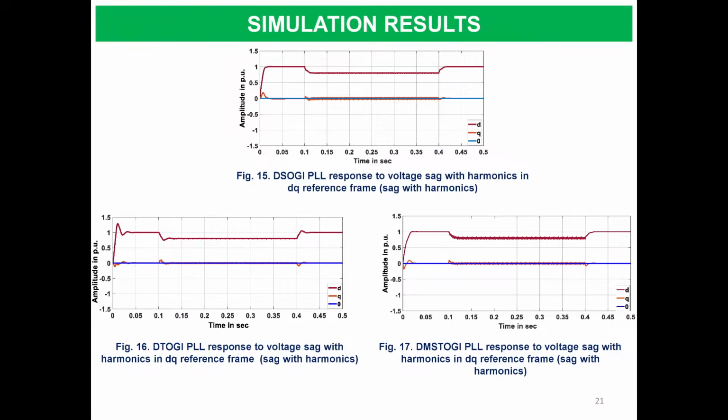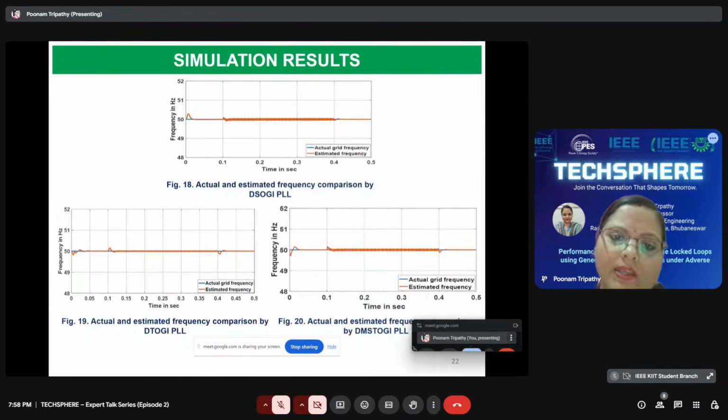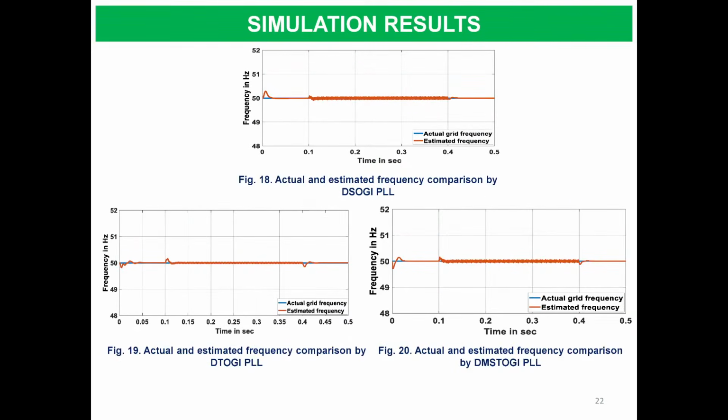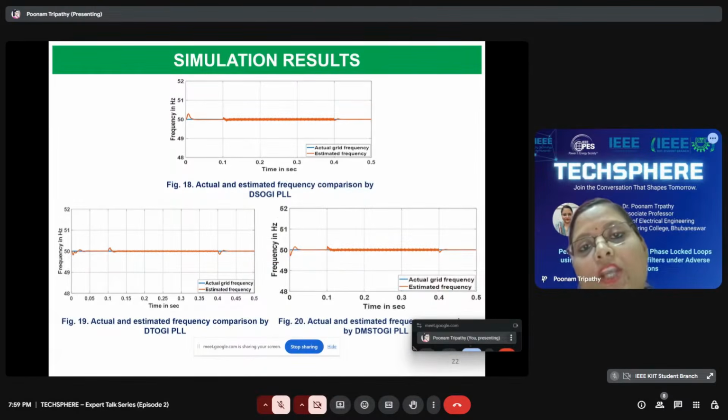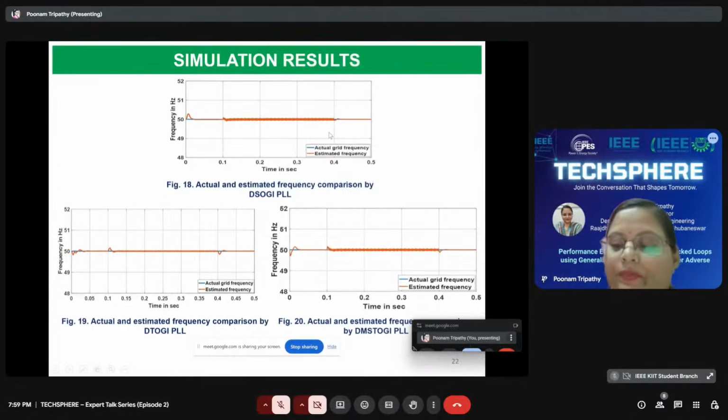So they can accurately estimate the grid parameters under the two-phase voltage with 5th and 7th harmonic test condition. Now here, these simulation responses show the frequency comparison of all the estimated frequencies by each PLL with respect to the actual operating grid frequency, that is 50 Hz. So it can be seen that during the disturbance condition, all three PLLs are capable of accurately estimating the grid frequency, that is 50 Hz, with respect to the reference 50 Hz, that is the normal grid frequency.